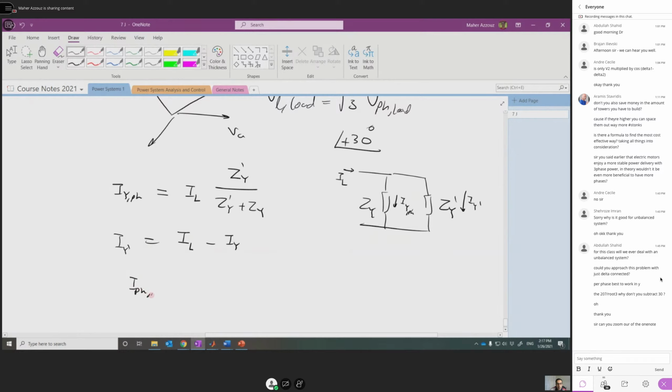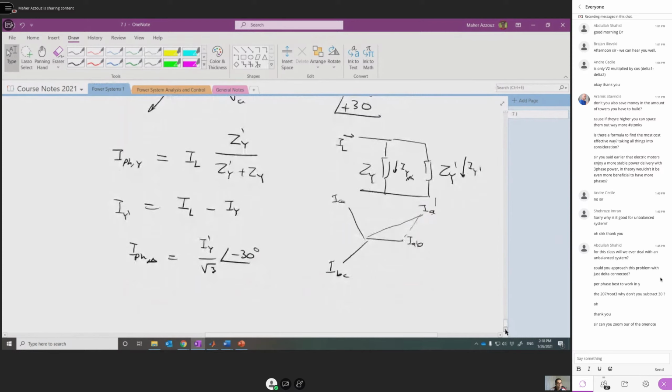So for I phase delta, or to be consistent, this is I phase star. For I phase delta, what you need to do is divide this current by √3, okay, and subtract 30 degrees, because if this is IAB, this is IBC, ICA, the line current will be leading by 30 degrees. This is IA. So if you want to get the phase current, which is the line-to-line current, or actually IAB in this case, you have to divide by √3 and decrease the angle by 30 degrees. Okay. This is how we get the current.